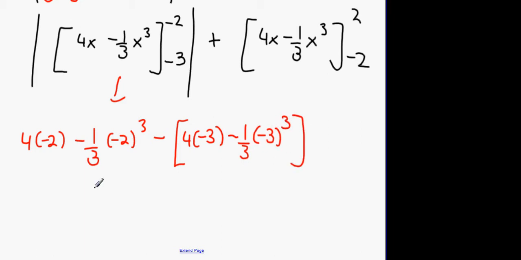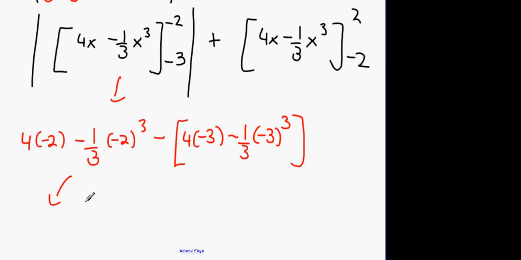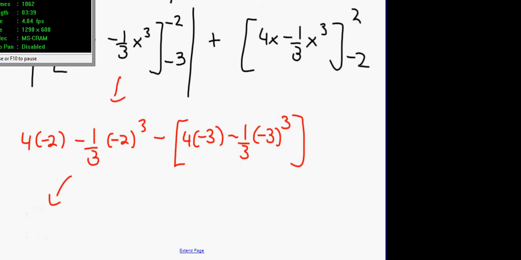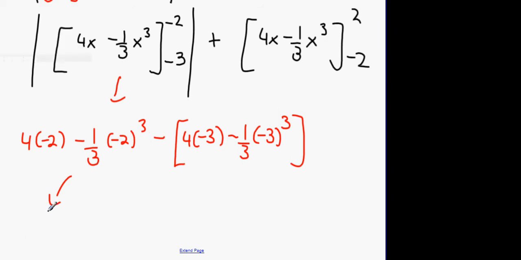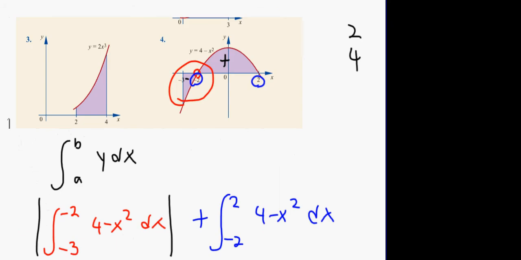Can I tell you what the red one turns into? Minus 16 over 3? Sorry? Minus 16 over 3? The full thing? No. It's just on that. Oh, sorry. Everything, the full part here is minus 7 over 3. But we've got to remember it's a modulus. So we're actually going to count it as plus 7 over 3. So the area of this one on the bottom is actually 7 over 3.